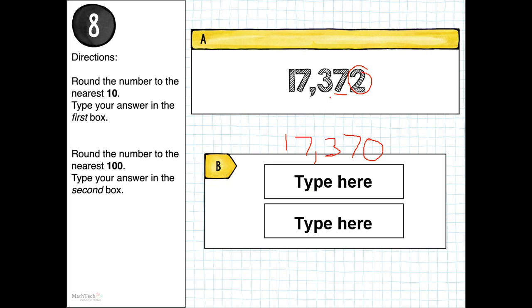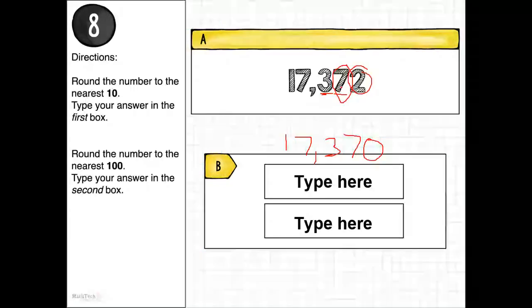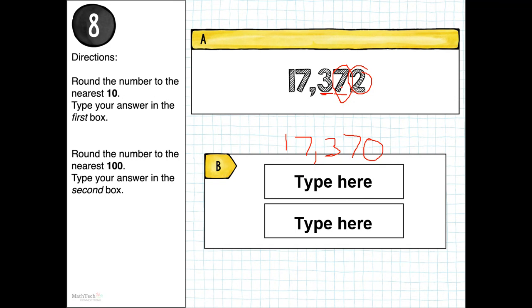Next it says round the number to the nearest 100. Type your answer in the second box. So now I'm going to underline the number in the hundreds place, and I'm going to circle the number in the tens place. I will say my song again and look at the number I circled. 0 to 4? Nope. 5 to 9? Yep. 5 to 9 makes this 3 climb the vine. So then that 3 will climb the vine to 4. I will keep my digits to the left, and I'm going to make the digit I circled and the digits to the right zeros for an answer of 17,400.